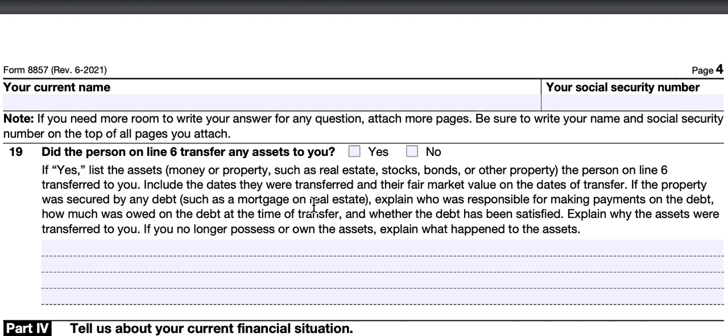If there was, then you'll need to provide details such as whether or not there was a mortgage, who was responsible for mortgage payments, whether or not you know that debt was even paid off. Why were the assets transferred to you? If you don't own the assets anymore, or you no longer possess them, then explain what the disposition was, what happened.